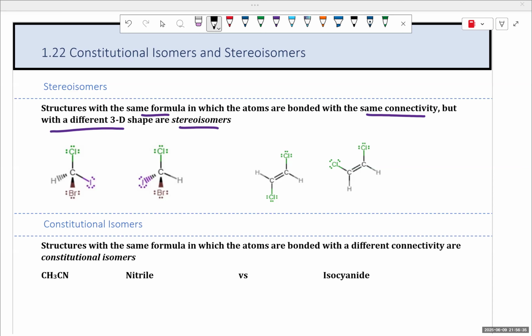The second major example of stereoisomers concerns the geometry of alkenes, also known as carbon-carbon double bonds. As you can see, looking at these two structures, even though the carbon in each of these structures is connected to a chlorine, hydrogen, and double bond to the other carbon, the overall three-dimensional shape, the arrangement of the chlorines in three-dimensional space, is different for these two stereoisomers. These are known as cis and trans alkene stereoisomers. We will talk more about stereoisomers in later chapters.